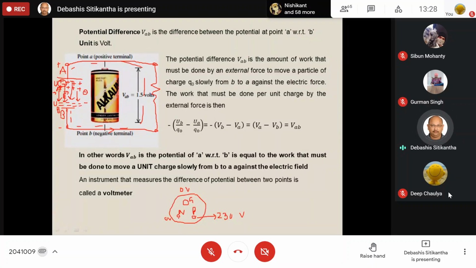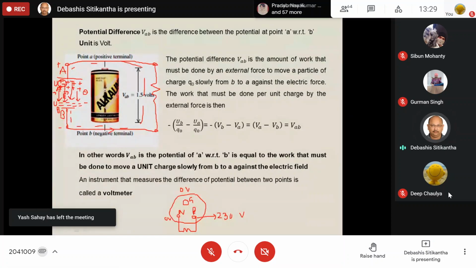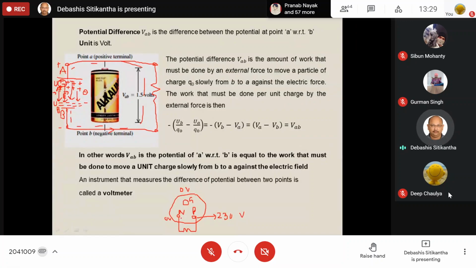So if I connect some load between this P and N, then obviously your electrons will start moving because there is a potential difference between the point P and N. And when there is a potential difference, we call it volt. So when a voltage is applied across a load, a current starts flowing.